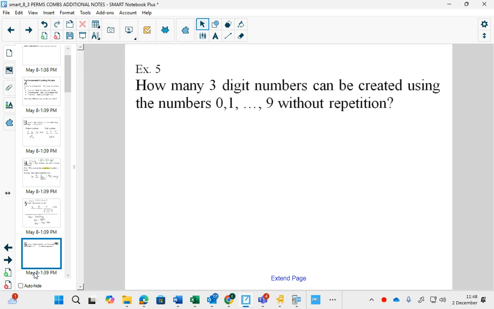All right, try this one on your own. A three-digit number using 0 to 9, and you're not allowed to repeat.